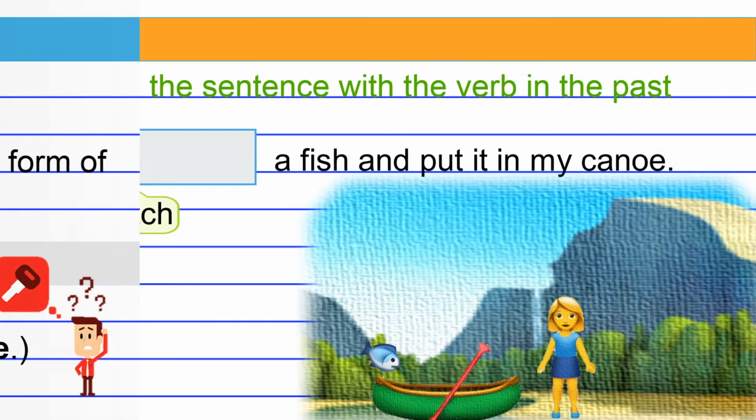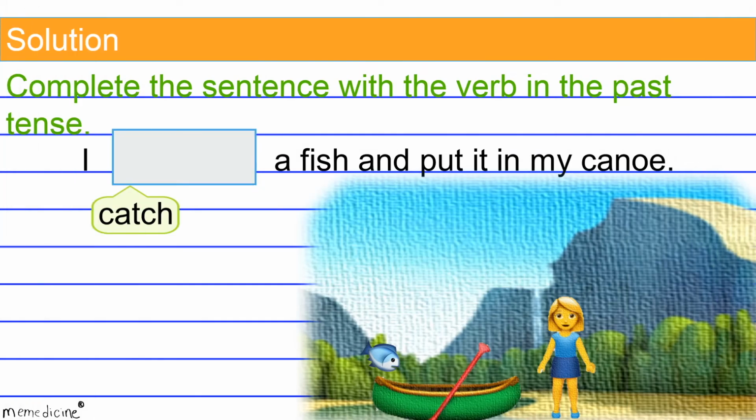All right, back to the original question, now for the solution. Caught is the simple past tense verb form of catch. This is an irregular verb form, so you'll have to commit it to memory.